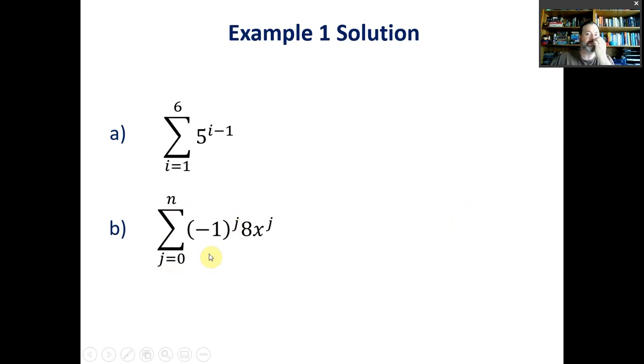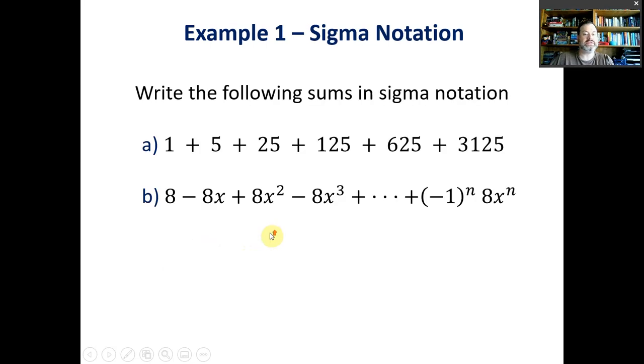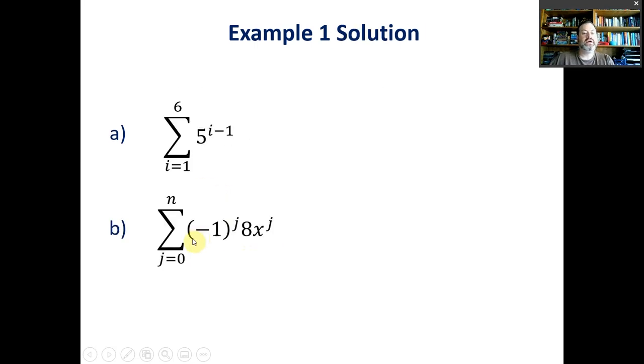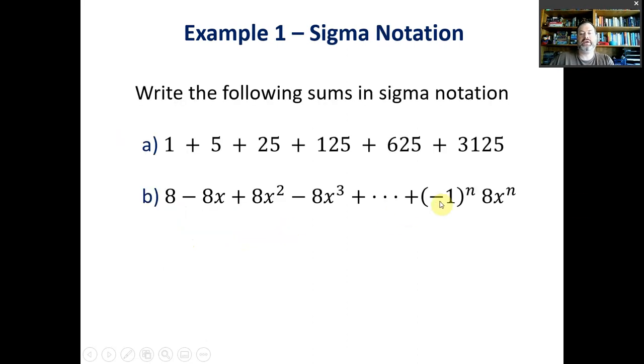Remember, the first couple terms and the last term should line up. So if you plug in 0, negative 1 to the 0 is 1. 8 stays 8. So right now we have just 1 times 8, so it's 8. x to the 0 is 1, so our first term should be 8. It is. Let's check the second term. j equals 1 is our second term. Negative 1 to the first is negative 1 times 8x to the first. So it should be negative 8x. It is. Let's check the last term, n. So negative 1 to the n, 8x to the n, and it is.